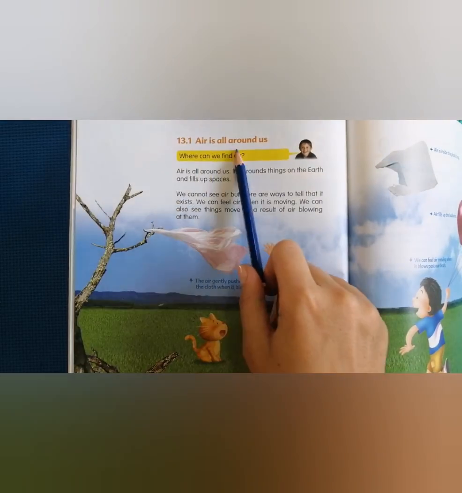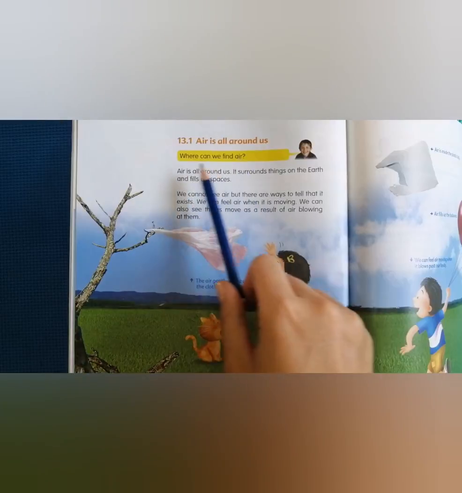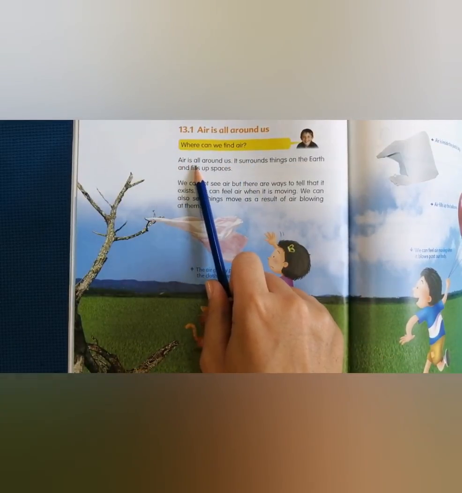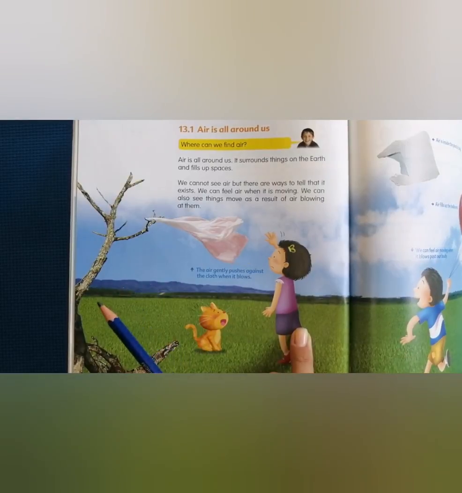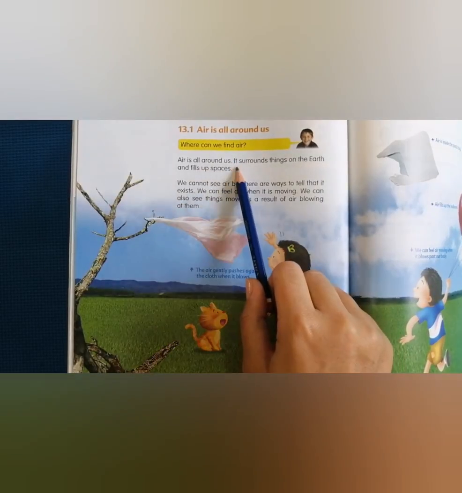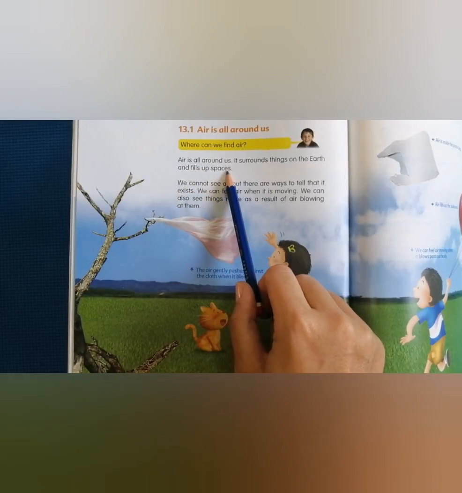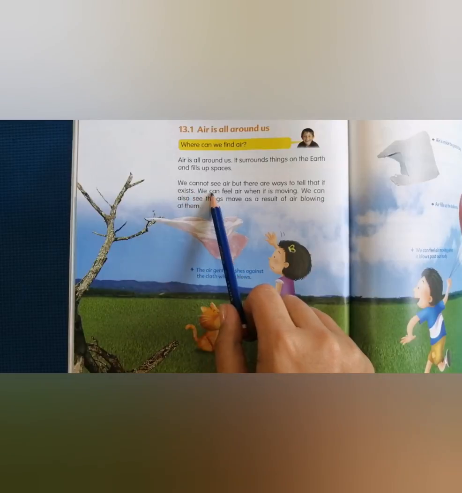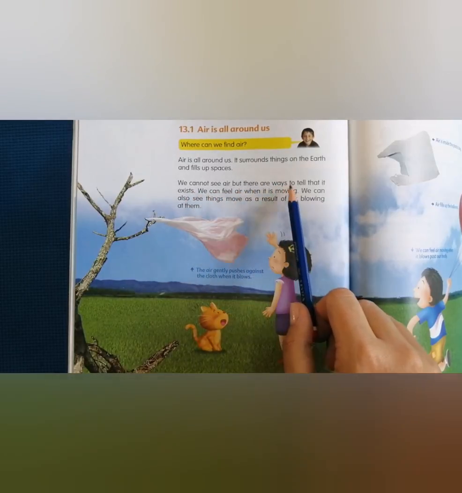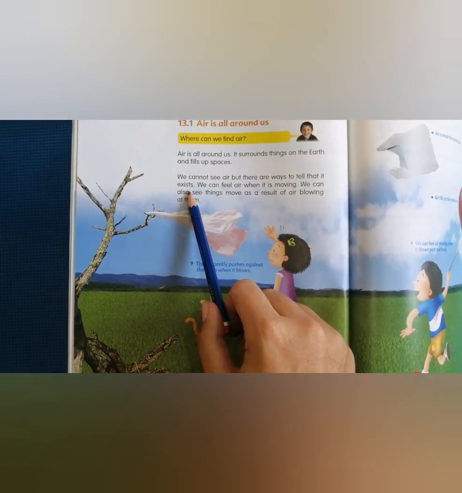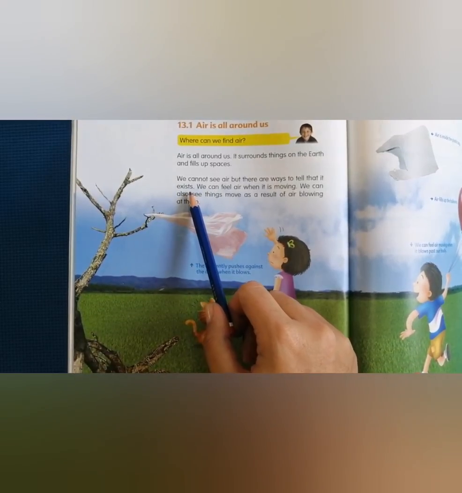Alright, air is all around us. Where can we find air? Air is everywhere. It is all around us. It surrounds things on the earth and fills up spaces. We cannot see air, but there are ways to tell that it exists. So there are ways to tell that there is air around us. How can we tell that?